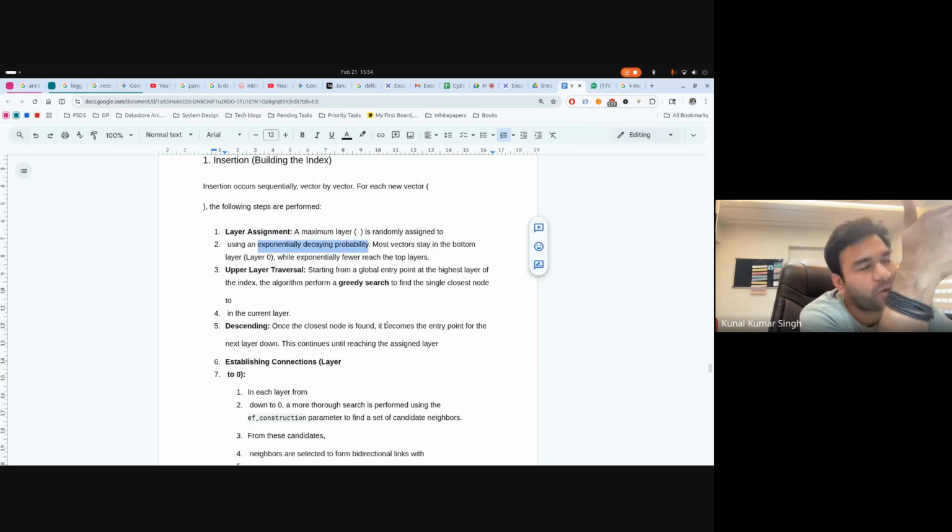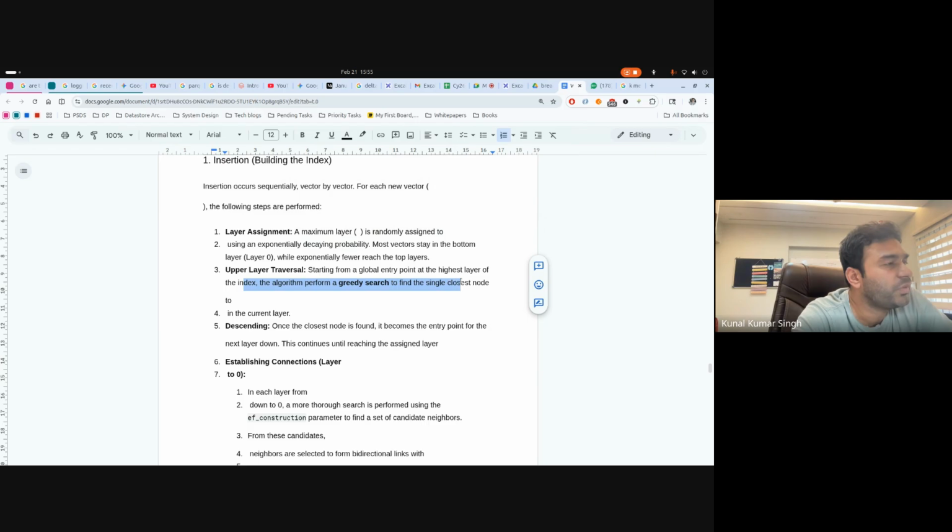The higher you go, the lower the chances of that layer being selected to start the insertion. Maybe it will not start from the topmost layer. There is more chance to start from the lower layers compared to the top layer. Most vectors stay in the bottom layer while exponentially fewer reach the top layers. Upper layer traversal: starting from a global entry point at the highest layer of the index, the algorithm performs a greedy search to find the single closest node in the current layer.